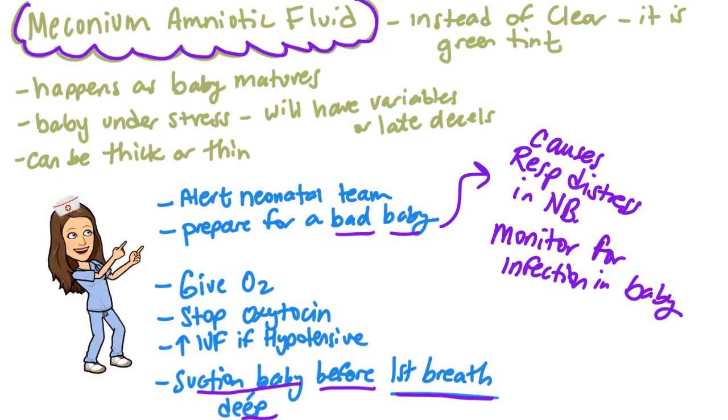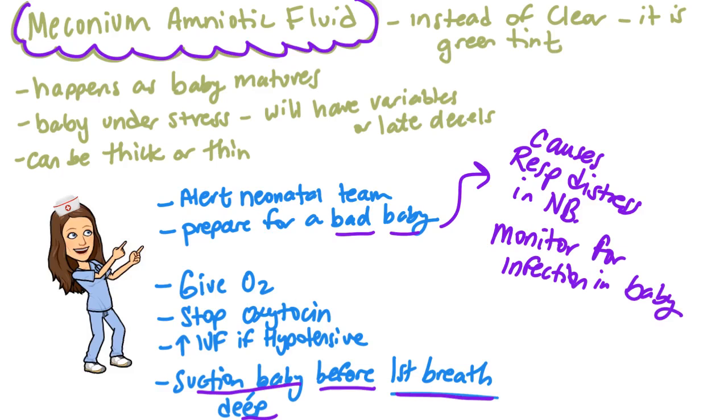A baby that is under stress will have variables or late decels, and they often will have a meconium poop before delivery. The meconium fluid can be thick or thin. So as the baby has that bowel movement inside the uterus, it can dissipate into the fluid and be mixed, and that's where you get that green tint from. But it can be very thick, or it can mix really well and become thin. It's the thick kind that is more worrisome, so as the baby takes the breath, it goes into the lungs and it can stick. We don't want that to happen.